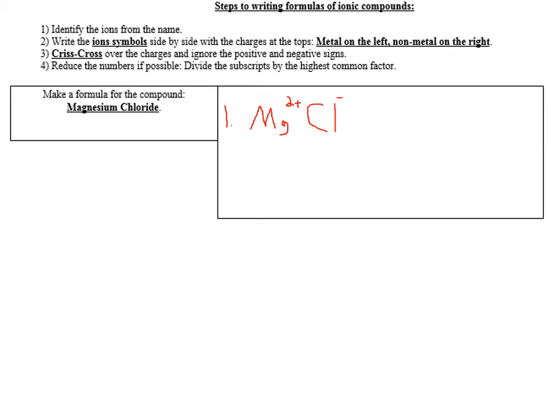Now, usually you don't put the numbers for the 1, but I'm going to put it in this case just to illustrate what's happening. So our second step is to do the crisscross method. You circle the charges.